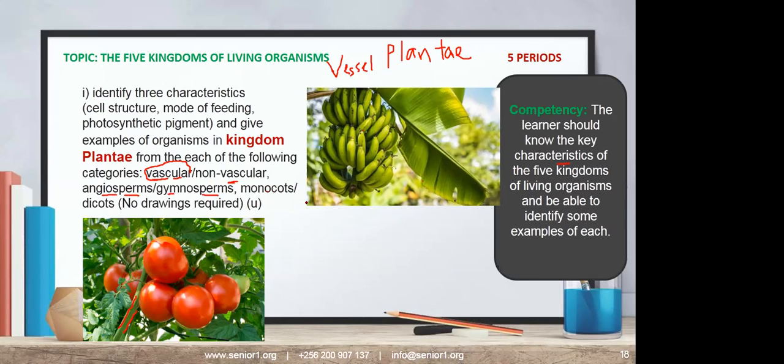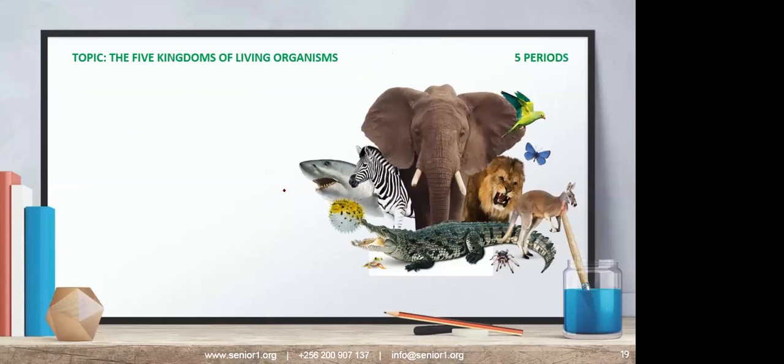Then we can also group them into monocots and dicots. Monocotyledons, we shall see that those are plants which look like grass. Any plant that has narrow leaves with parallel leaf veins is a monocot. Any plant whose leaves look like those of grass is a monocot, you see? So we shall be understanding all those things.